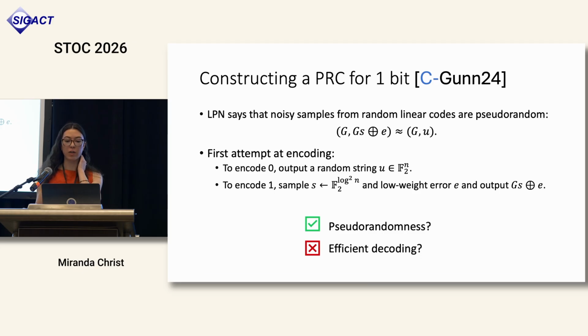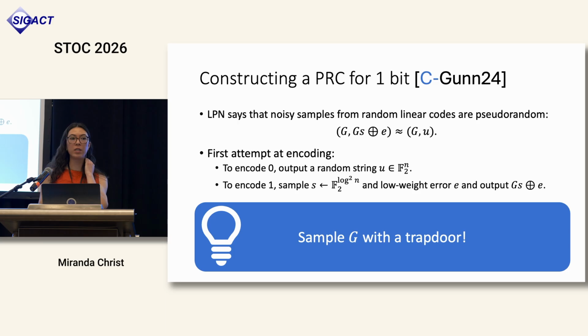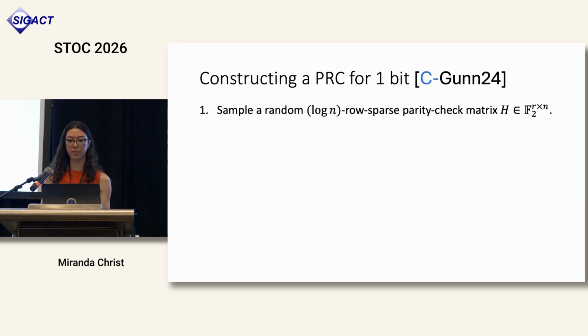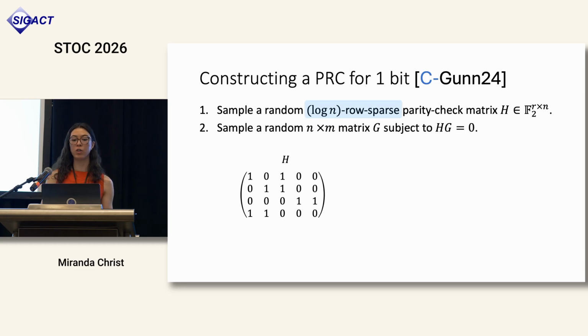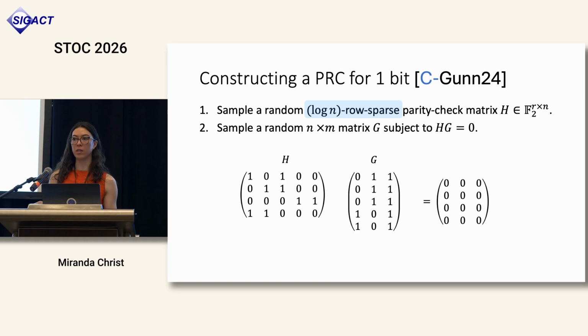The idea behind this construction is just to sample our generator matrix along with a trapdoor that will let us distinguish. The encoding algorithm works the same way, but our decoding algorithm will take some extra information that was sampled alongside the generator matrix that lets us distinguish efficiently. This extra information is going to take the form of a very sparse parity check matrix H. Each row in H is going to have only log n ones. It's going to look something like this. And now we sample our generator matrix G subject to H times G equals 0.